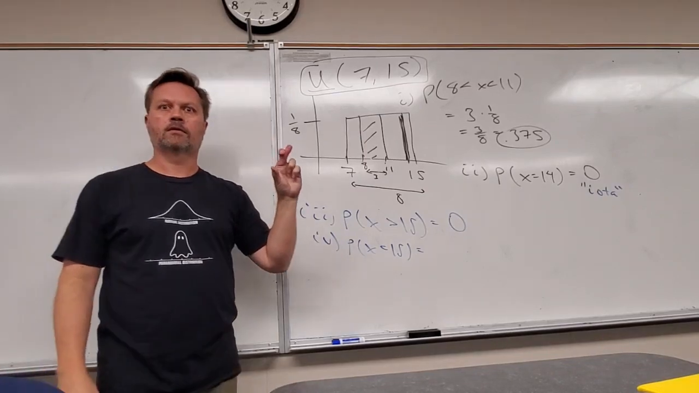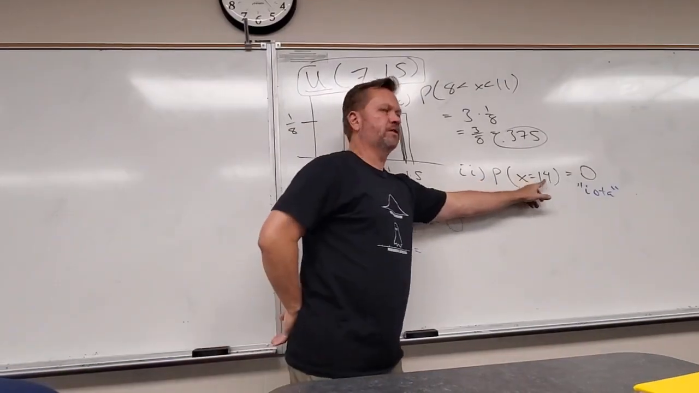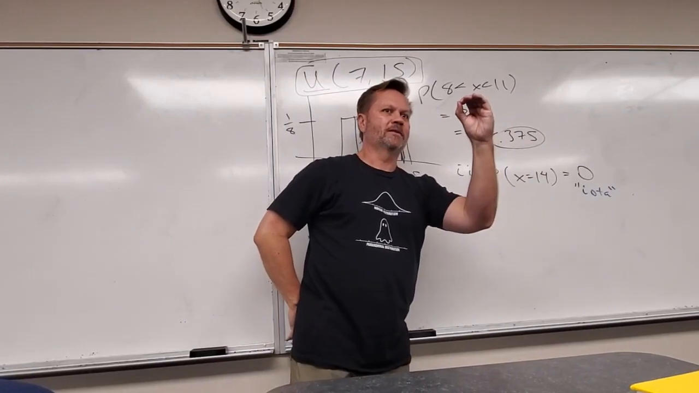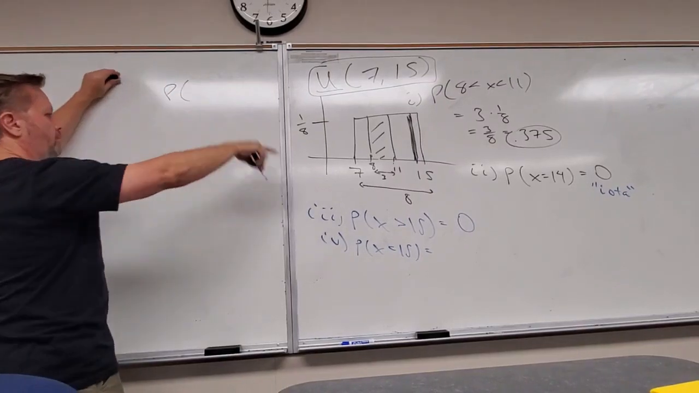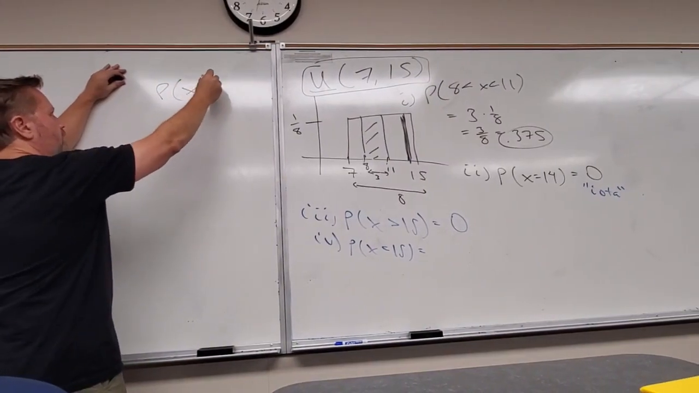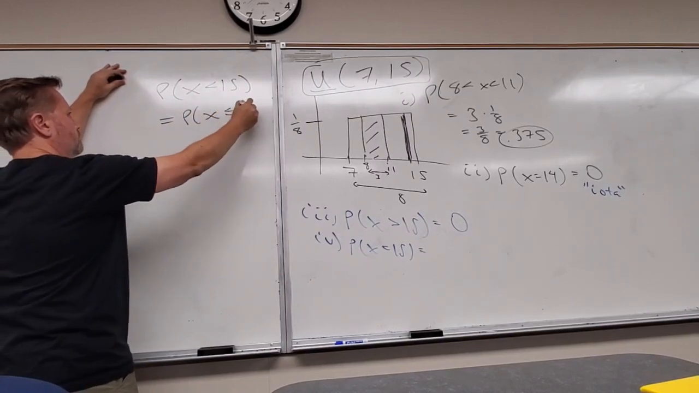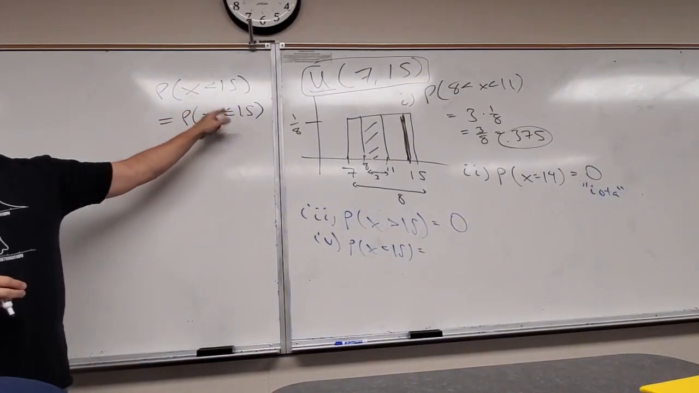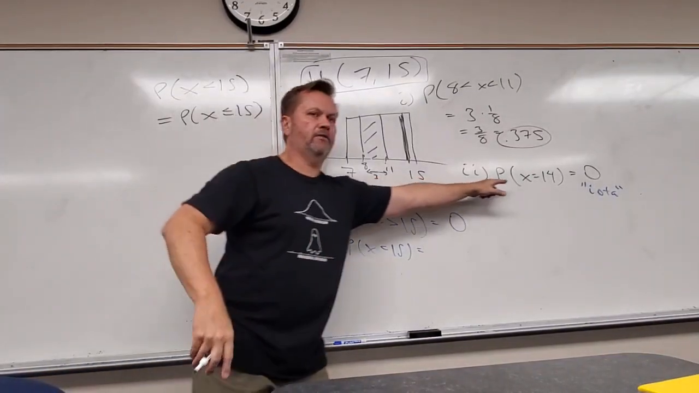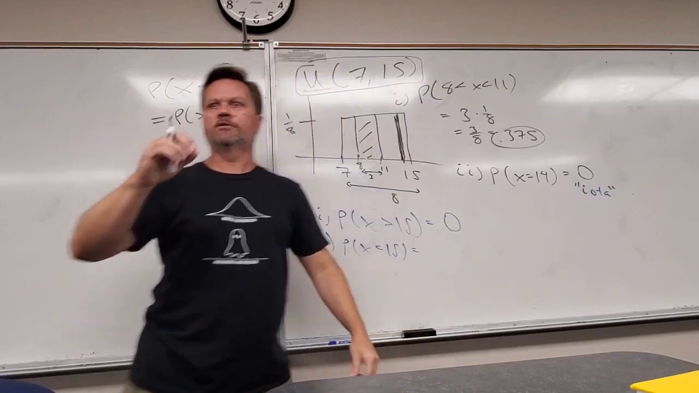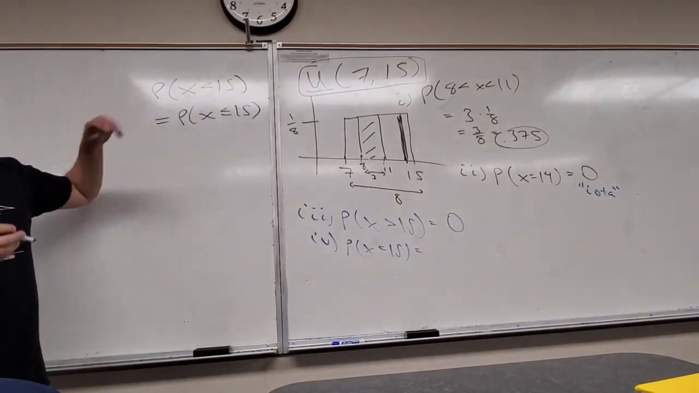Yes? It couldn't be equal to 15. Ah, okay. I was waiting to see. The probability of equaling something is 0. So real quick, just because you asked that, this is related to a bonus problem I'm going to put somewhere. This question is the exact same as this question, because what's the only thing this adds to this? Equal to 15, but what's the probability of x equal to 15? Zero. So it adds nothing.